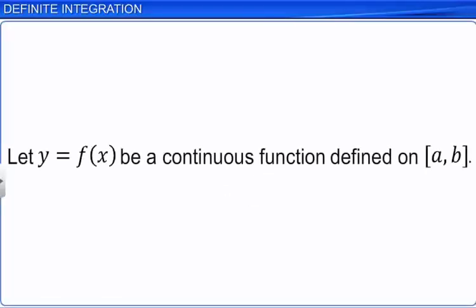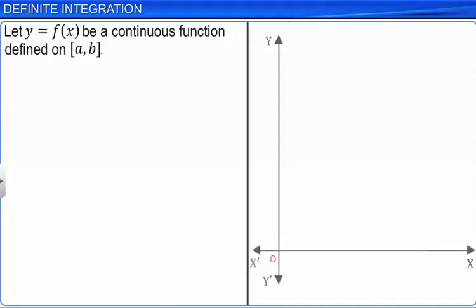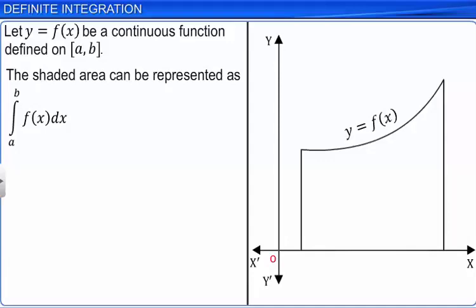Let y is equal to f of x be a continuous function defined on a closed interval a comma b. Assume that all the values taken by this function are positive, so that the graph of the function is the curve above the x-axis. The area bounded by the curve y is equal to f of x, the ordinates x is equal to a, x is equal to b, and the x-axis is given by the definite integral shown here.